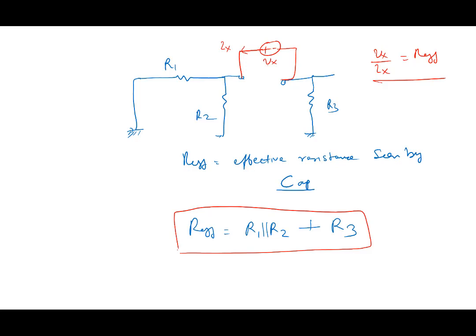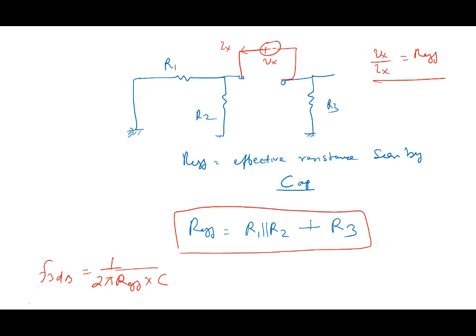So for any circuit which contains a single capacitor, you should be able to find the 3 dB frequency, because F3 dB will always be equal to 1 over 2 pi R effective multiplied by C. All you have to do is find out what that R effective is. That's it, if there is one capacitor. If there are multiple capacitors, then it becomes an issue.